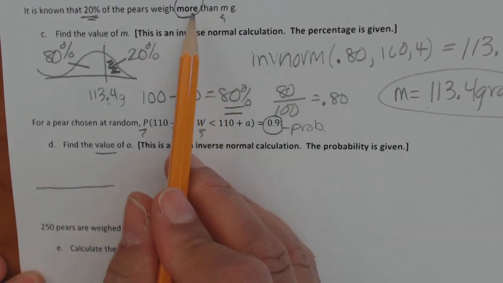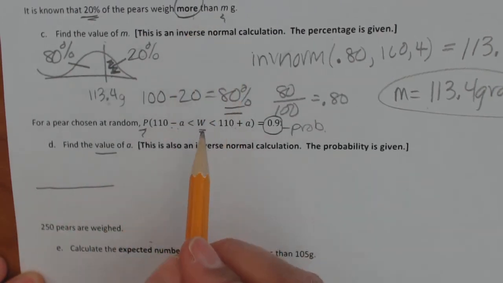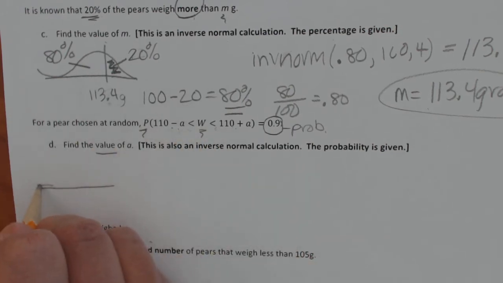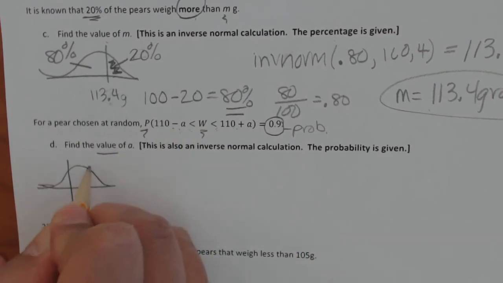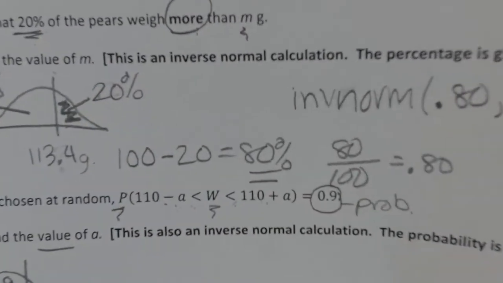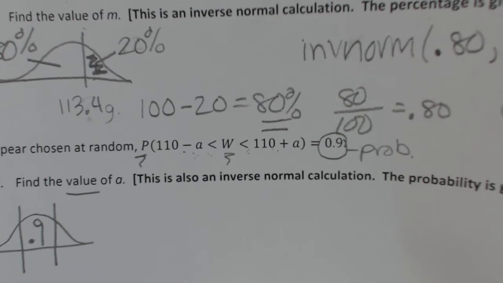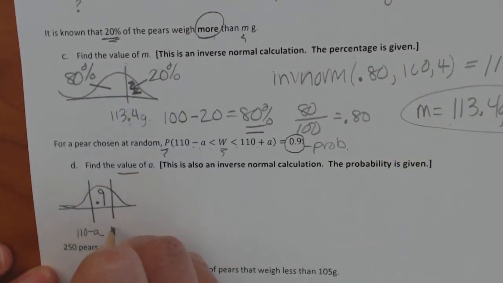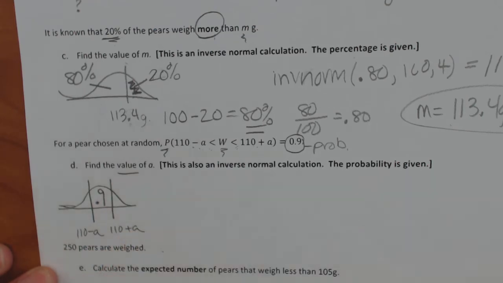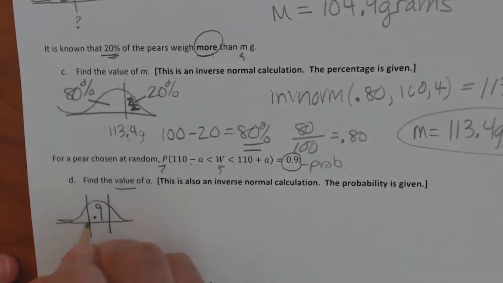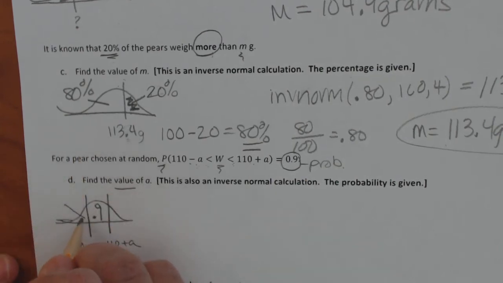They might not give you words in between. They might give you the symbols in between. So these are the symbols for in between. So what this looks like is here. This is 0.9 inside, right there, 0.9. And this is 110 minus A, and this is 110 plus A. We have no idea what the A is. Now, we don't want in between. We want this guy out here, this one right here, which is the less than.